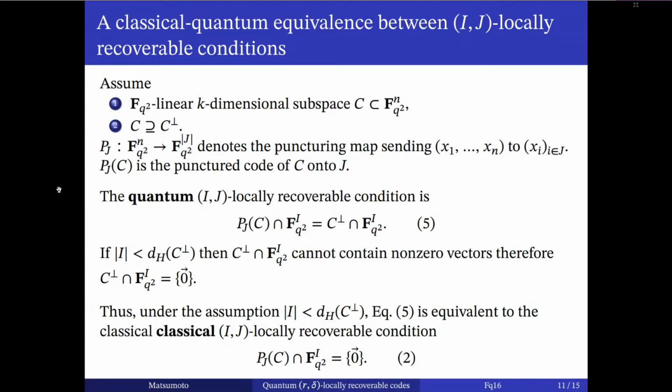And let us introduce the additional assumption that the number of erasures is less than the minimum Hamming distance of C-perp. Then the right-hand side cannot contain a non-zero vector. Therefore, the right-hand side is equal to the zero space. So this additional assumption makes condition 5 equivalent to the classical Ij local recoverable condition. So our claimed equivalence is proved.